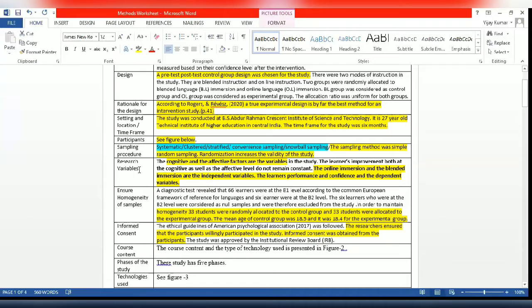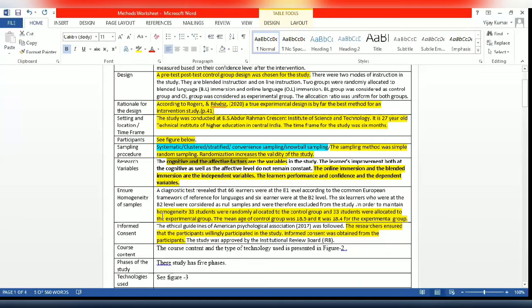Then mention your research variables. What are your research variables? So in my study, the cognitive and the affective factors are the variables. I am measuring my learners' performance. I am measuring my learners' confidence level after my intervention. So this is what I mean by variables. Also mention what your independent variables and dependent variables are. And also mention if your samples have homogeneity before the test.